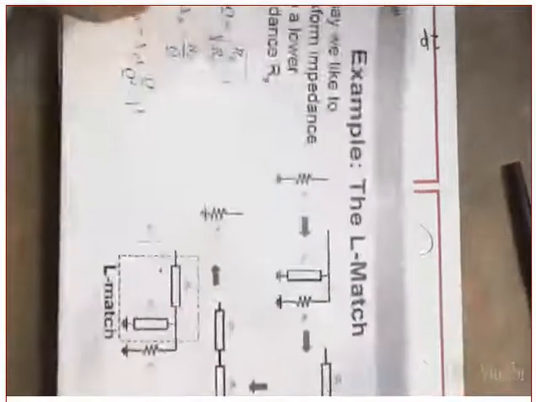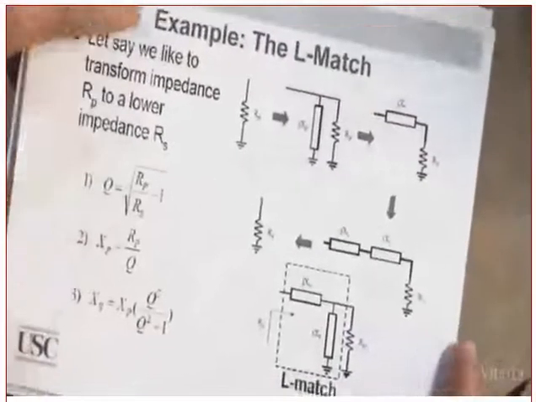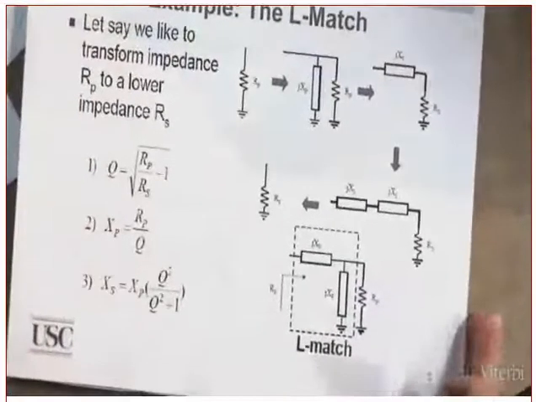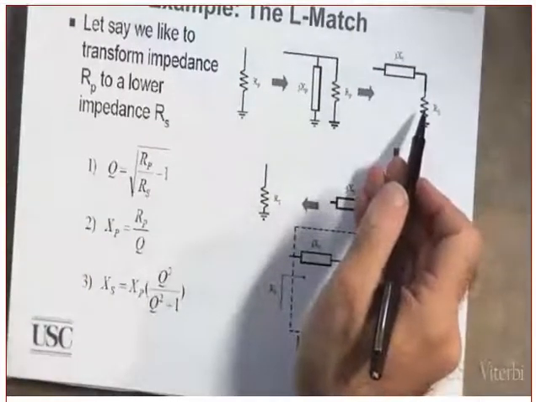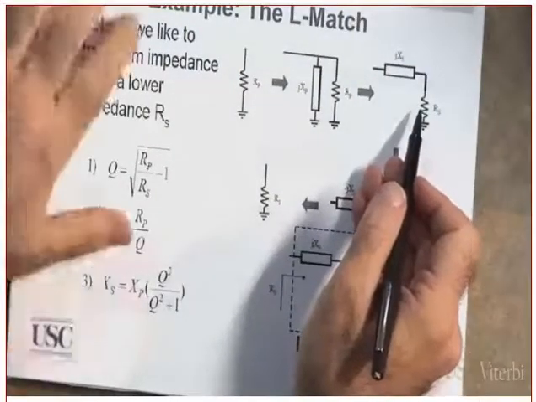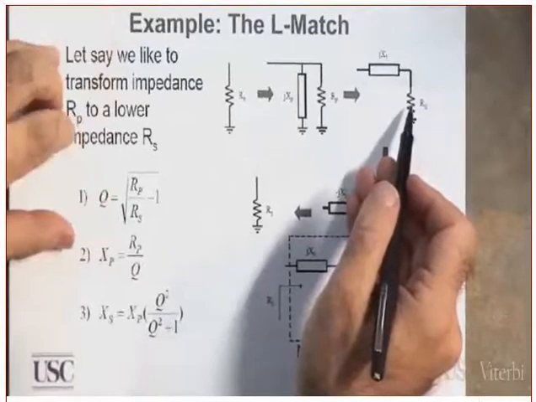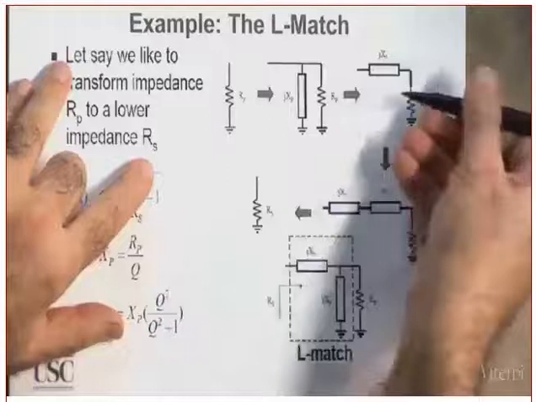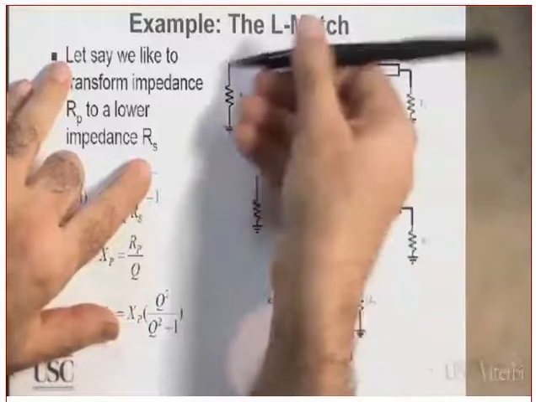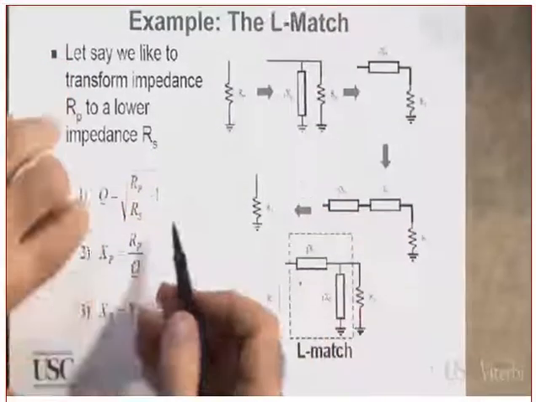Now, let's get back to here. We have the L shape. I want to transform from RP, which is a high impedance, a high resistance, to a lower impedance, which is RS. The L is on this side, shaping this side. Clear? Okay. Now, what are the equations?